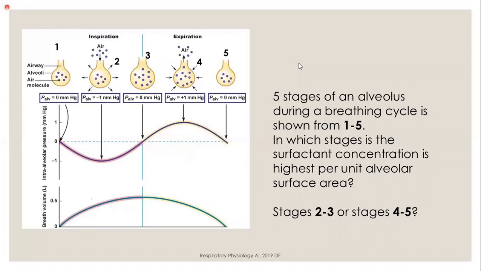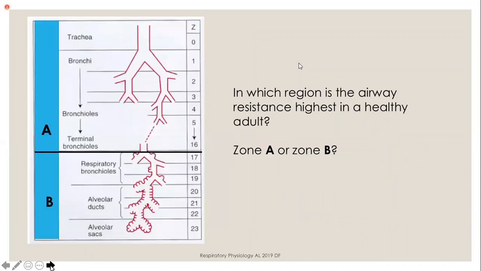It happens because during expiration, the alveoli become smaller, and as a result, the surfactant concentration increases per unit alveolar surface area. The significance is that because the surfactant concentration increases, the surface tension is reduced to a greater extent, and as a result, alveolar collapse during expiration is prevented. So that's the answer and the explanation for that.